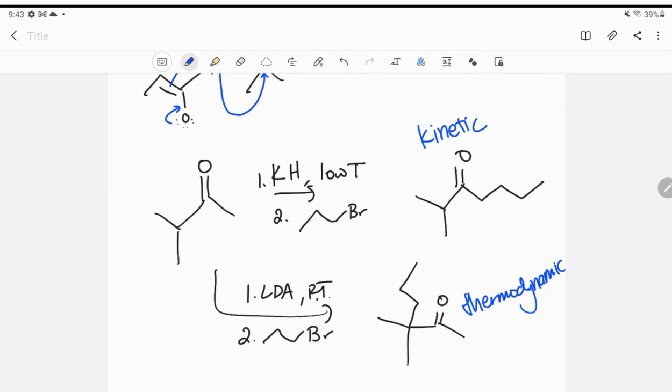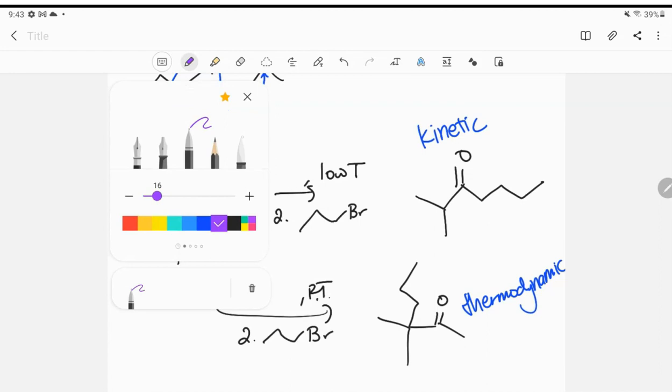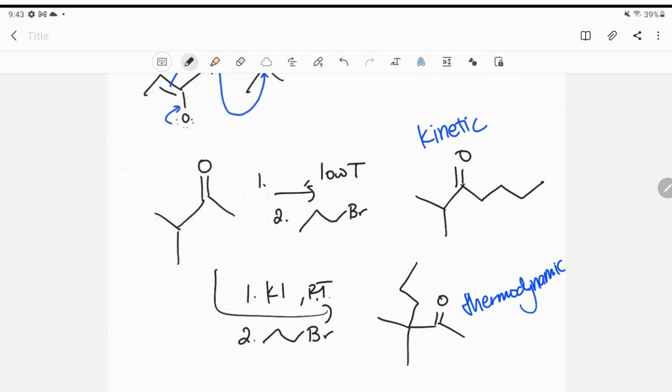Oh, and you know what? I totally have the things wrong. Whoops. The KH will give you your thermodynamic product. Yeah, my mistake. The LDA is for the other one.